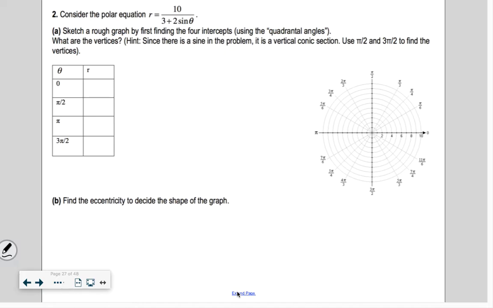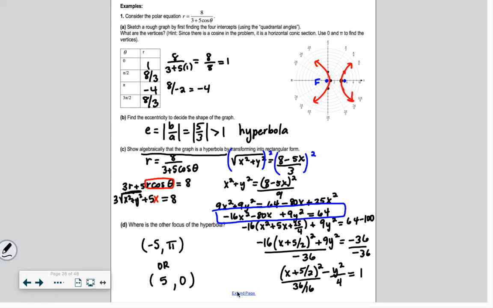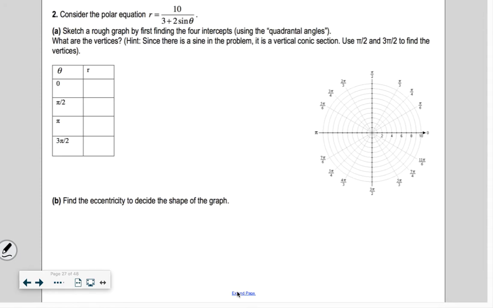Yeah, Greta? So do we have to write the pole as a focus? Yeah, that's the other focus. So it should be 0, 0. No, we know that that's one of the foci. Oh. Foci. All right, so consider the polar equation r equals 10 over 3 plus 2 sine of theta.